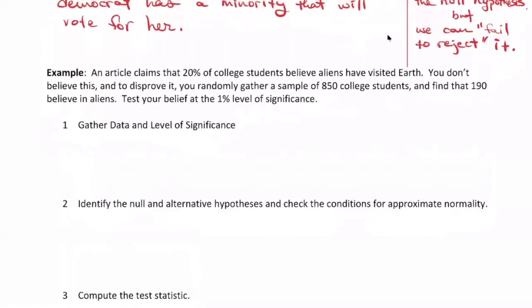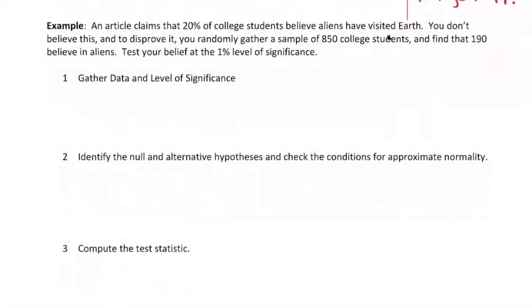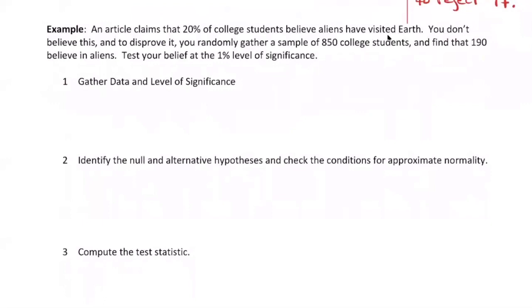Okay, here we go. It says an article claims that 20% of college students believe aliens have visited the Earth. Awesome. You don't believe this, and to disprove it, you randomly gather 850 college students and find that 190 believe in aliens, or at least they say they do. Test your belief at the 1% level of significance.